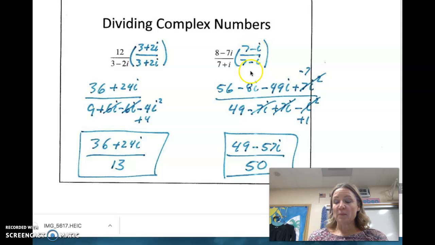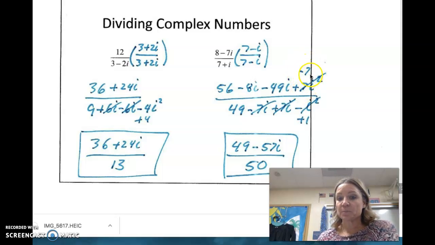so we need to multiply both the numerator and the denominator by that. So in the numerator we're going to FOIL, and in the denominator we're going to FOIL. So first is 8 times 7, which is 56. Outside is 8 times negative i, which is negative 8i. Inside is negative 7i times 7, which is negative 49i. And last is negative 7i times negative i, which is positive 7i squared. But because i squared is negative 1, when we multiply that by positive 7, we get negative 7.